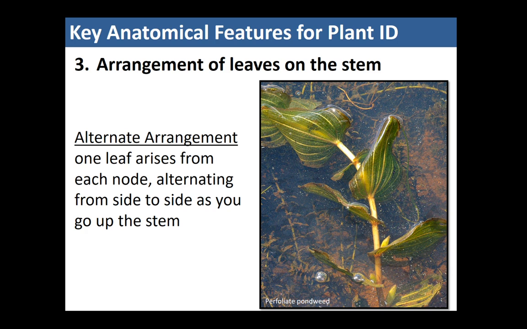All right? So in alternate arrangement, one leaf arises from each node. So each node only produces one leaf. But as you go up on the stem, the next node up, the leaf alternates to the other side. So look at this picture on the right of perfoliate pondweed. This is a classic example of alternate arrangement. Every place that you see a leaf in this picture, there's a node that has given rise to that leaf. But only one leaf comes out of the node. And as you go up the stem, that leaf alternates from side to side. So that's alternate arrangement.